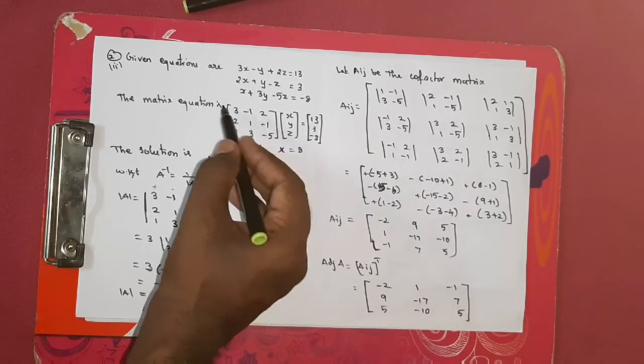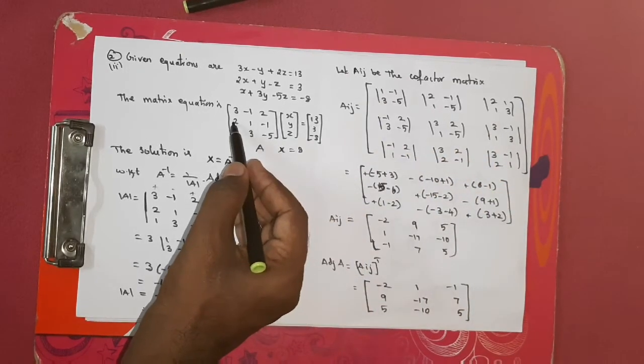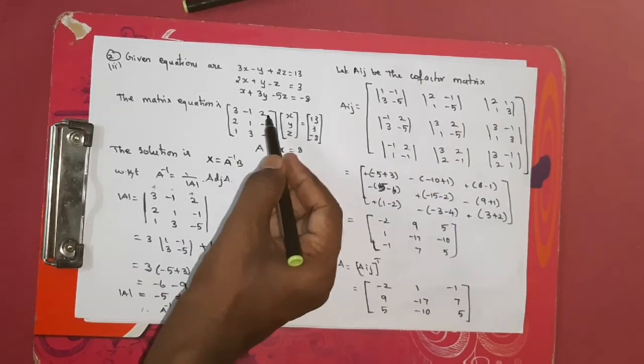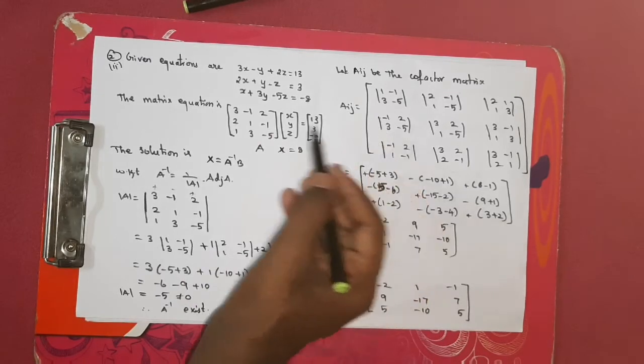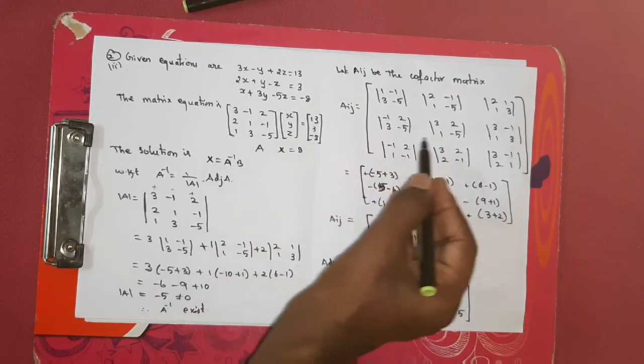Okay, for this 2 the minors are what? 2 1 1 3. Okay, for this 2 the minors are what? Minus 1 2 3 minus 5. And for this 1 leave this row and column. So we have 3 2 1 minus 5.